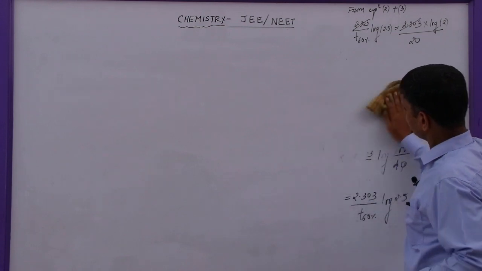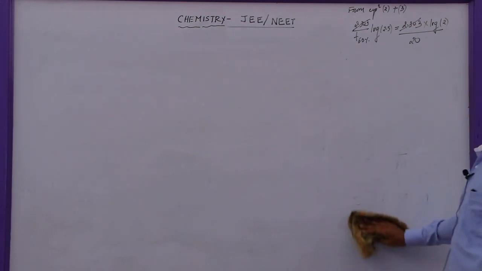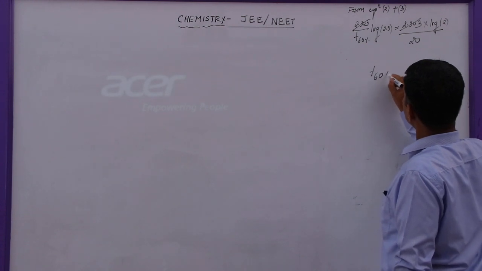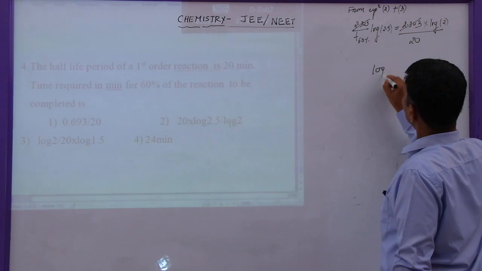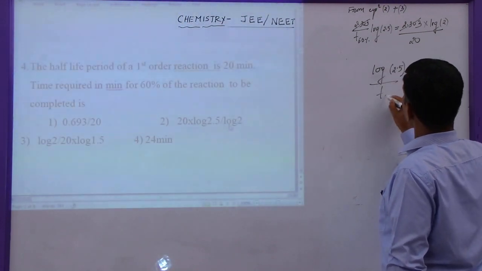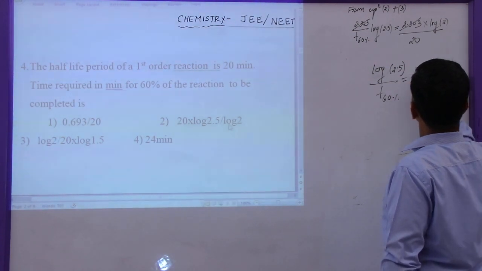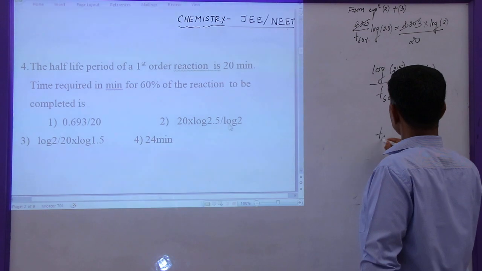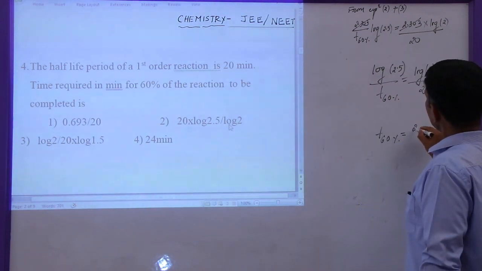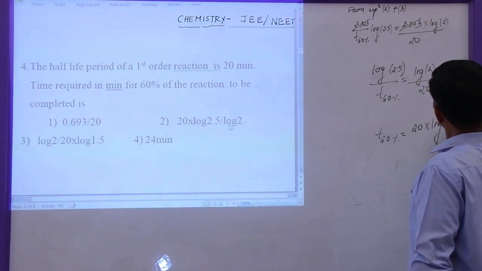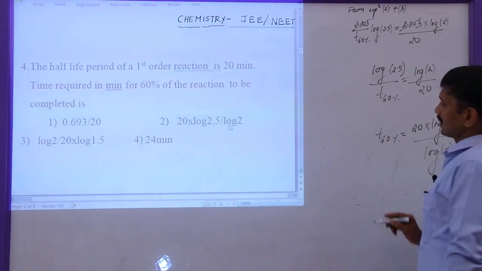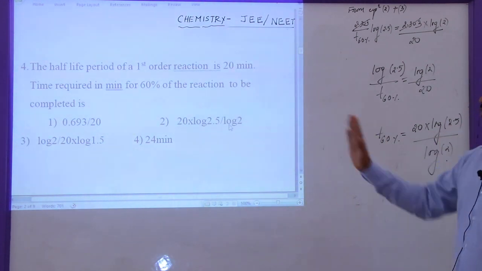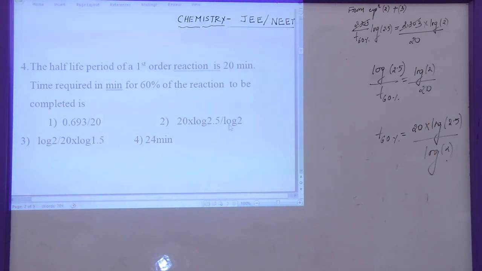While solving, I need T for 60%. The final conclusion is log 2.5 divided by T for 60% is equal to log 2 divided by 20. So T for 60% is equal to 20 into log 2.5 divided by log 2. This is the final answer. So the second option is correct: 20 into log 2.5 divided by log 2 is the time taken for 60%.